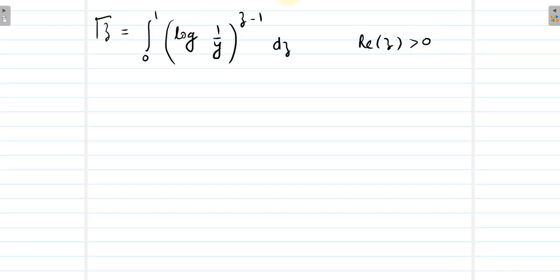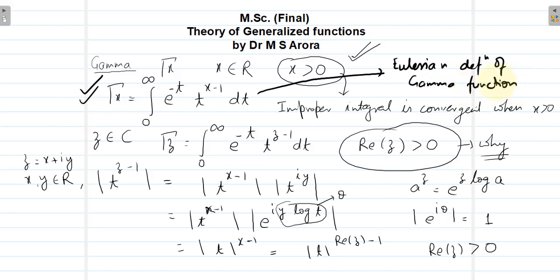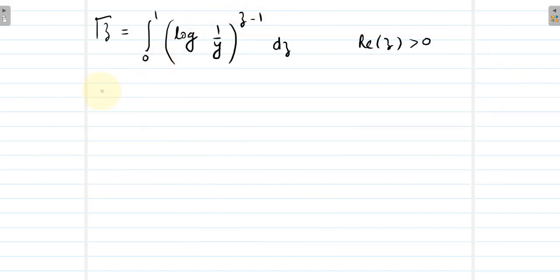The previous definition that I told you earlier, and that you have already studied in your BSc Part 1 course, is referred to as the Eulerian definition of gamma function. Now, in this course, we will see another definition of gamma function, and that definition is due to Weierstrass, the Weierstrass definition.